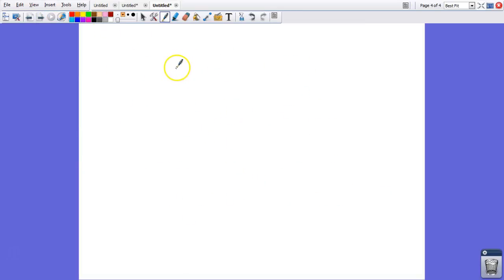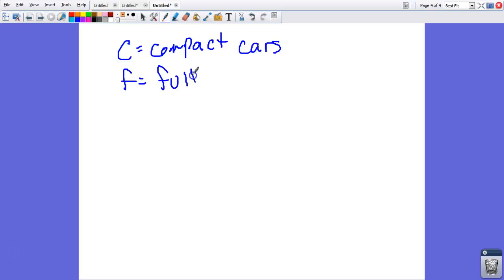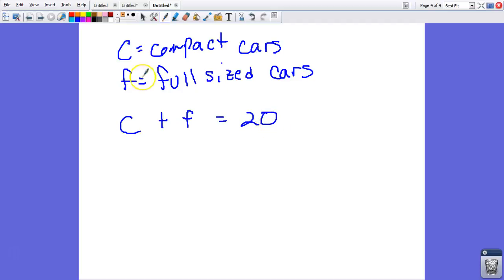Okay, so we have, I'm going to say C is compact cars. Oh, it looks terrible, you guys. I'm sorry. Compact cars. And F for full-sized cars. Okay. So the story says 20 cars were bought. So all of my C's plus all of my F's added up to be 20 cars. Okay, compact cars, it's the number of them. Okay, it's the number of those.